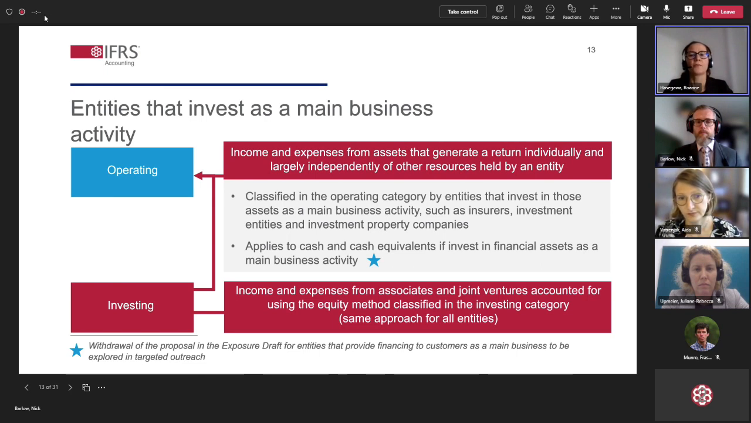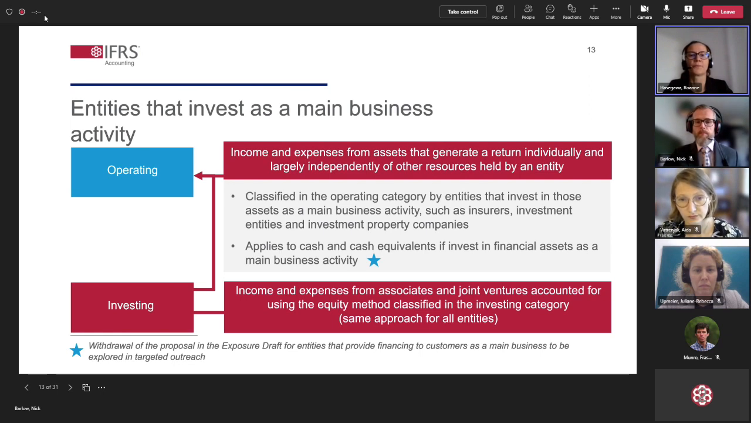To address the feedback from stakeholders requesting clarity on what the board had meant by invests in the course of main business activities and how it differs to as a main business activity used in the financing category, the IASB has tentatively decided to change it to invests as a main business activity. The proposed change is expected to retain the outcome for those entities, such as insurance entities, that in the course of was introduced to capture, and having a consistent concept for the investing and financing categories will make the proposals easier to apply.